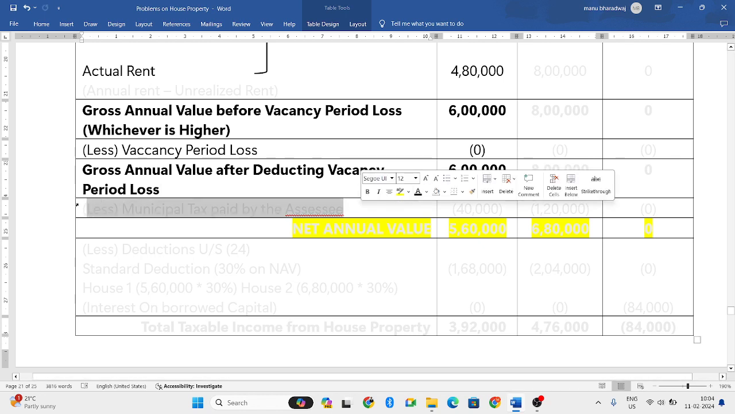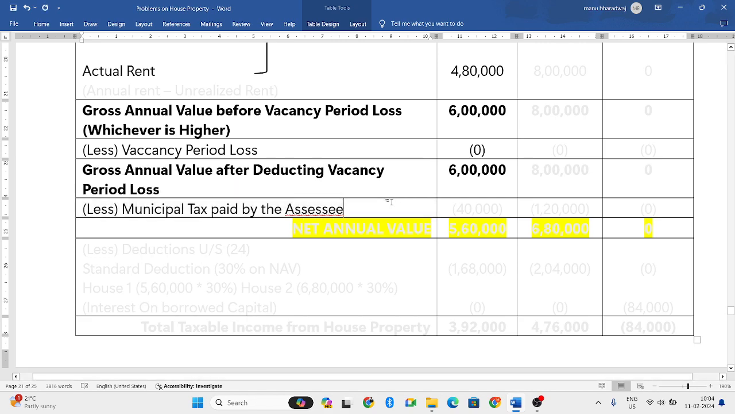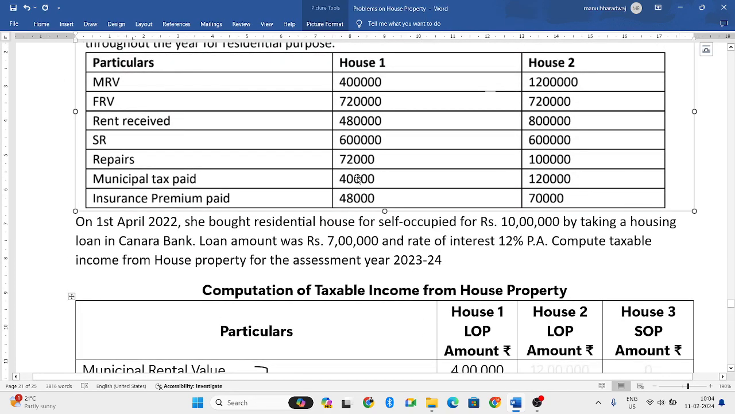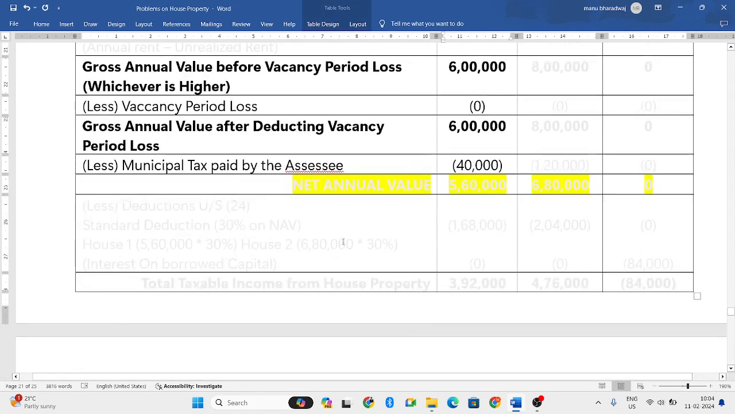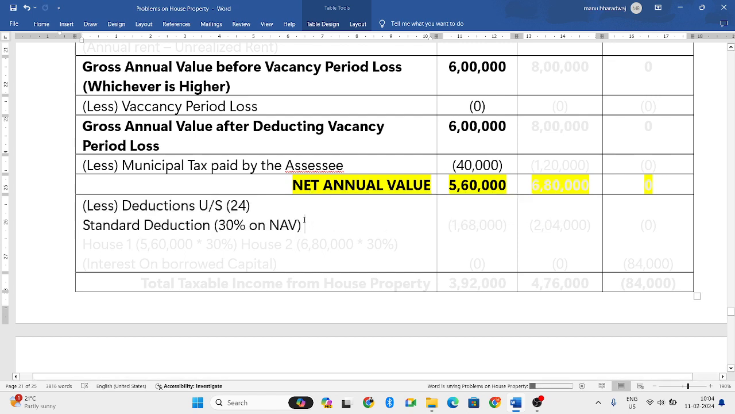From that you have to reduce the municipal tax paid by the assessee. In the question, the municipal tax paid for house 1 is 40,000. The remaining balance will be 5,60,000, which is considered as net annual value. Now we give two types of deduction. First is the standard deduction, which is 30% on NAV. NAV is 5,60,000, and 30% of that is 1,68,000.